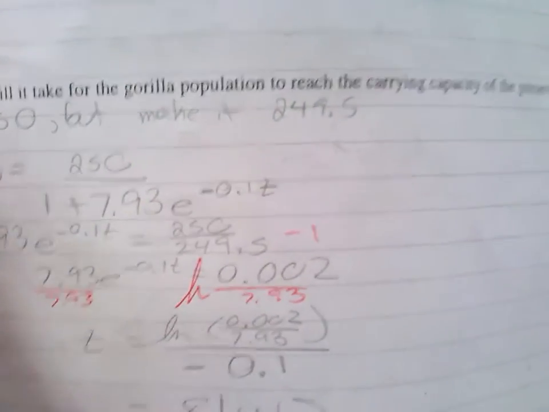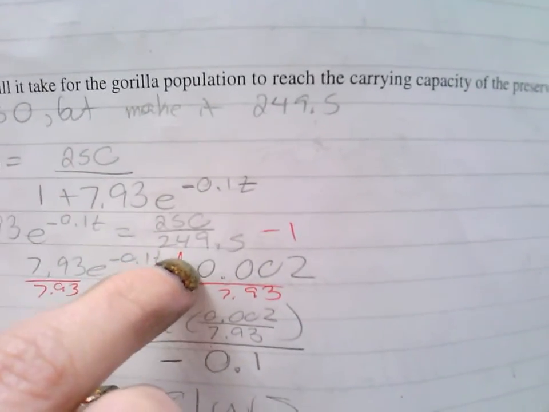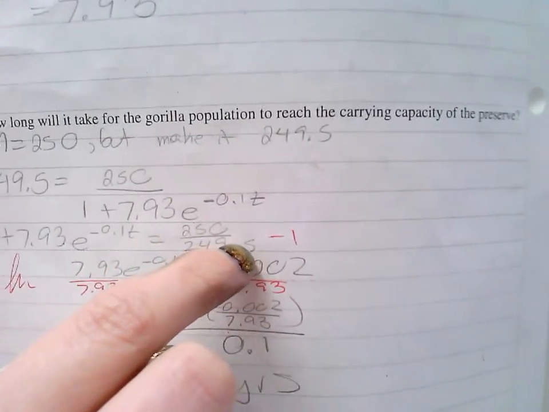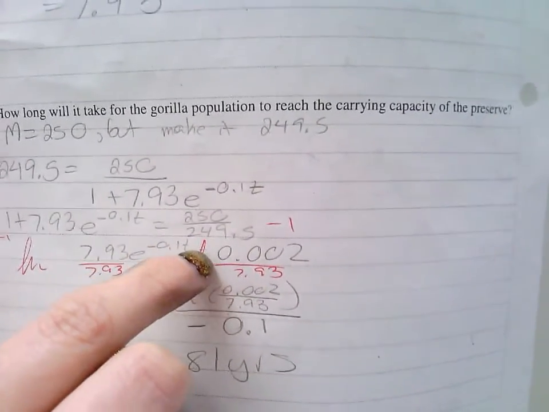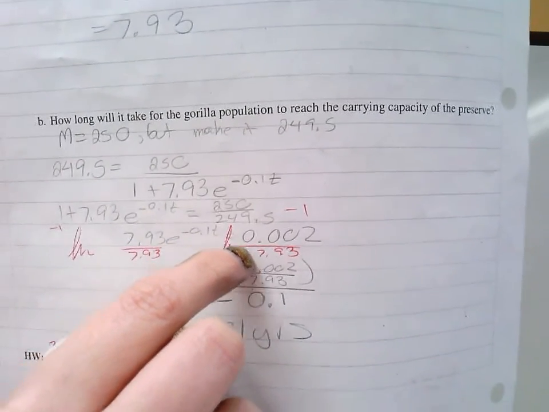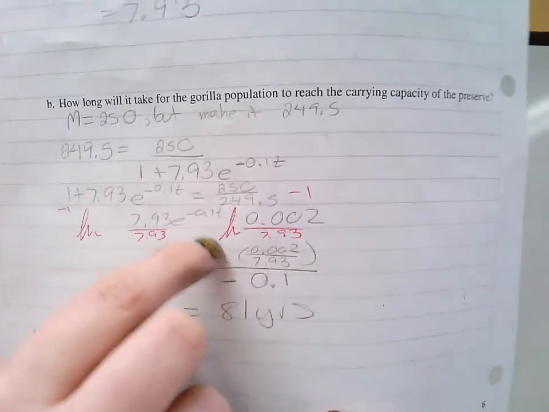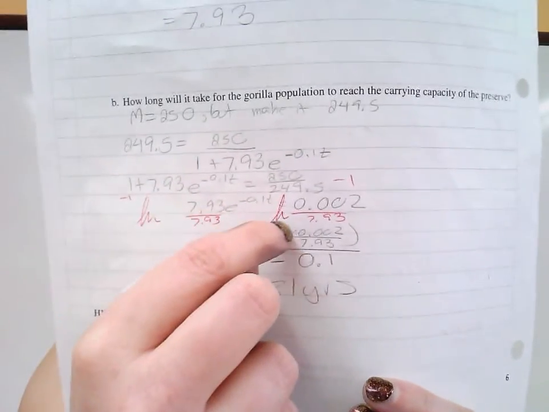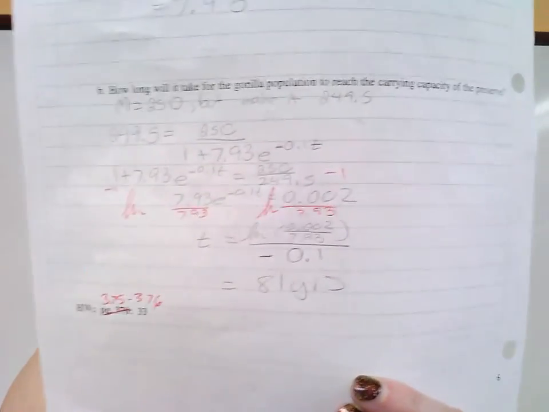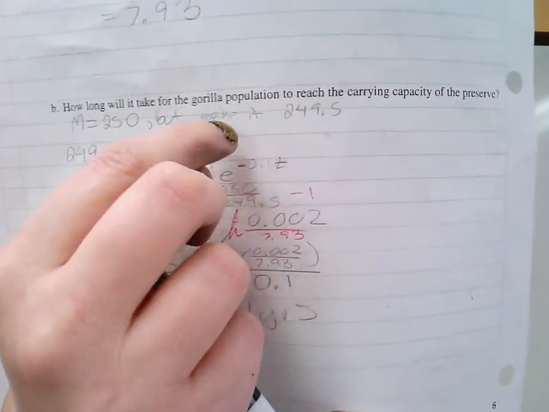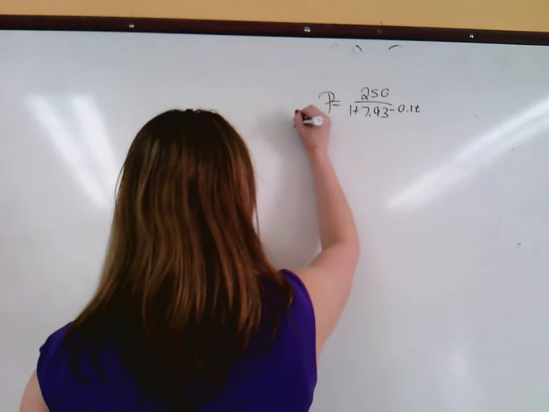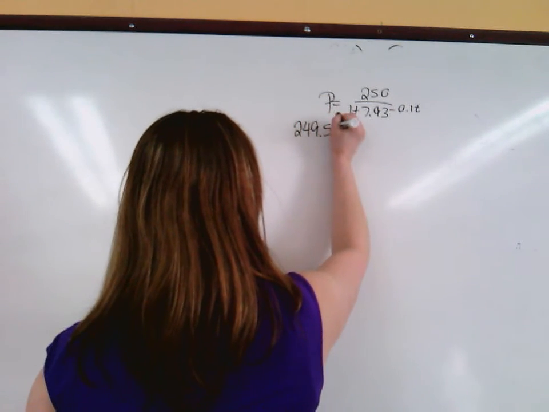So you got 250 over 249.5, great, and then you subtract 1. If you did 1 over 1 here, you're going to get 0, which is going to set everything off. ln of 0 is undefined, and then you can't really do anything else. Okay, you won't get 81 years. I already tried it. So that's why the value needs to be close to 250. So we're just going to use that easy number, 249.5.